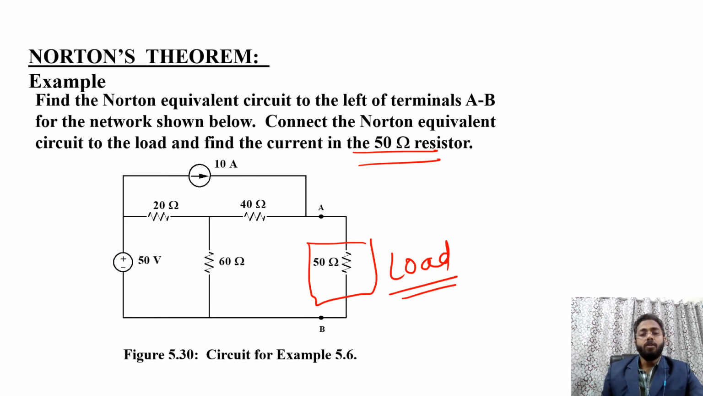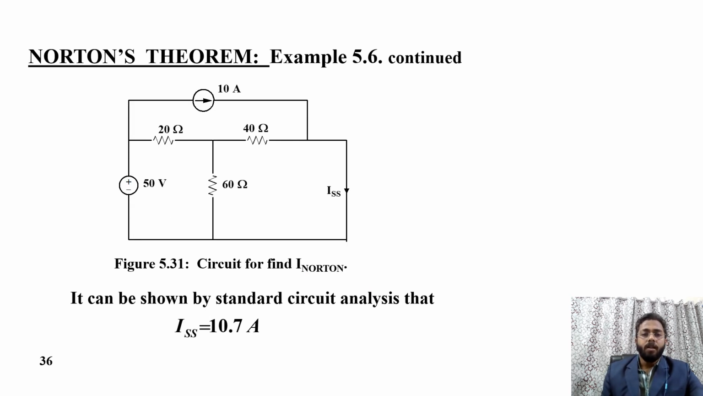So how can we solve this question by using Norton's theorem? Here we have to short the output load terminal, and once you short it, you have to calculate the ISS or IN, the Norton current across the load. In the next slide, you can see that the Norton current is actually the short circuit current across the load.